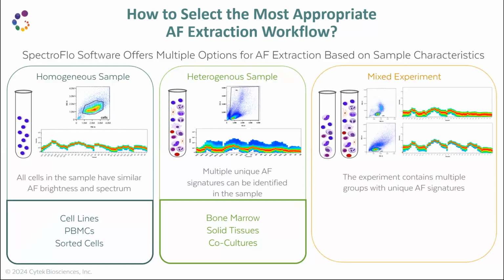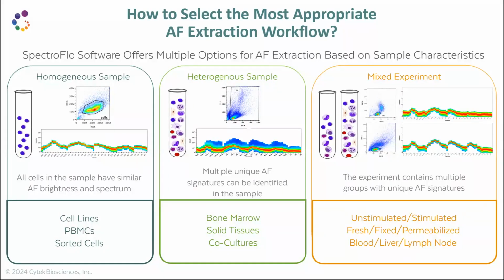And another situation you could have is having a mixed experiment, an experiment where some of your samples will have a different autofluorescence because of the way the experiment was designed. For example, you have unstimulated cells and stimulated ones. You have cells that were stained fresh, cells that were stained fixed, cells that had to go through permeabilization. You have multiple tissues, blood, liver, lymph node, things that are so different in terms of autofluorescence that you need to separately extract the autofluorescence per group.